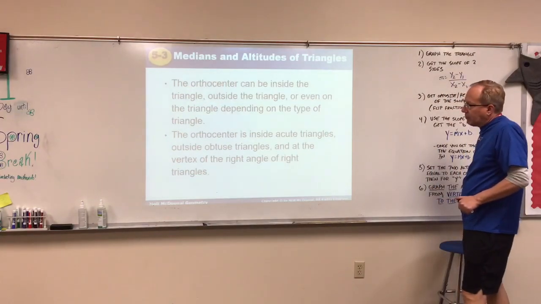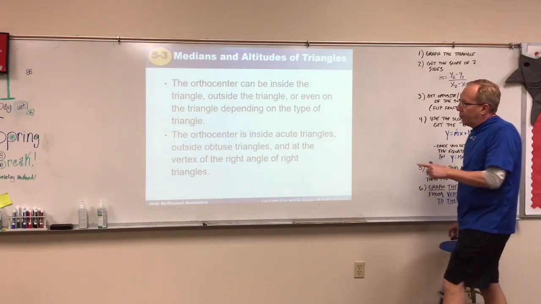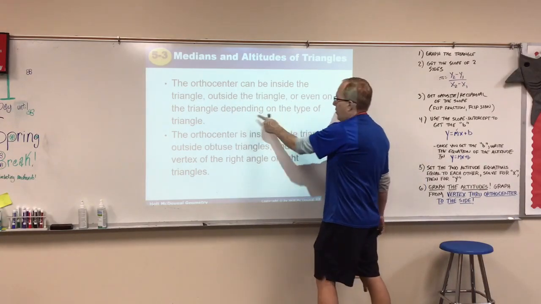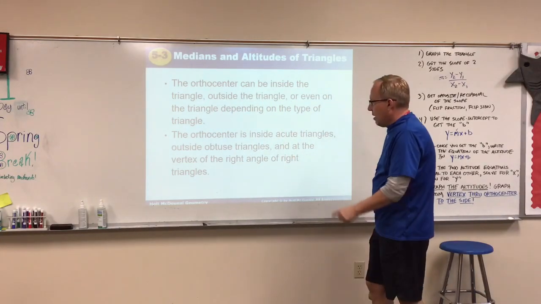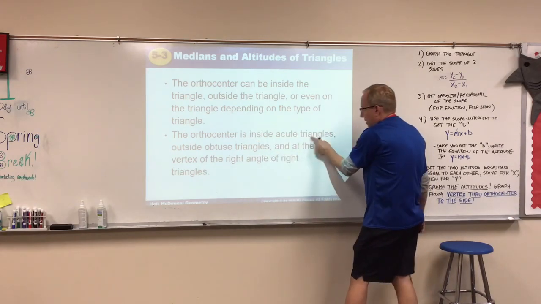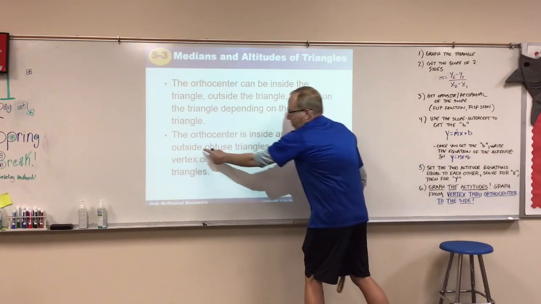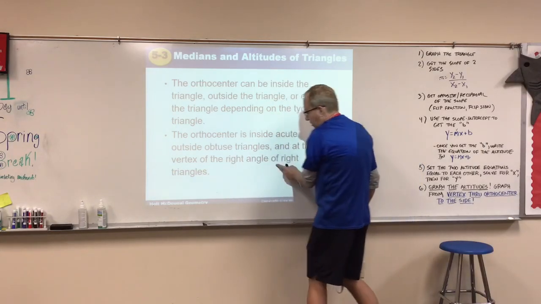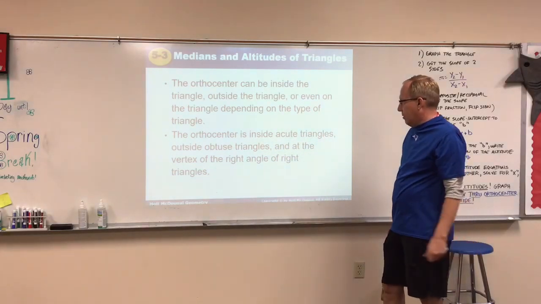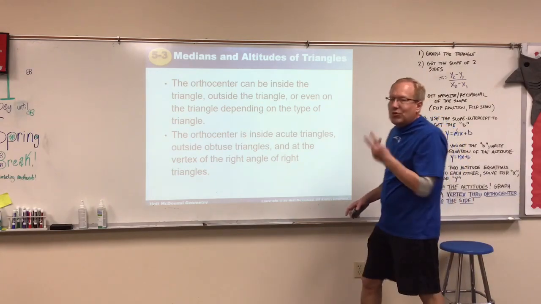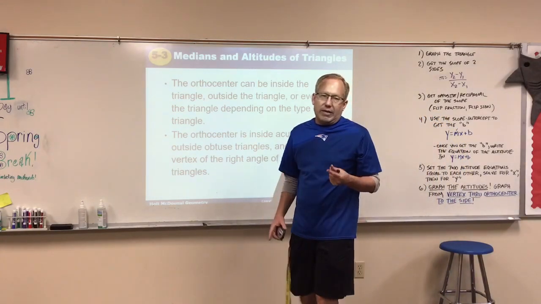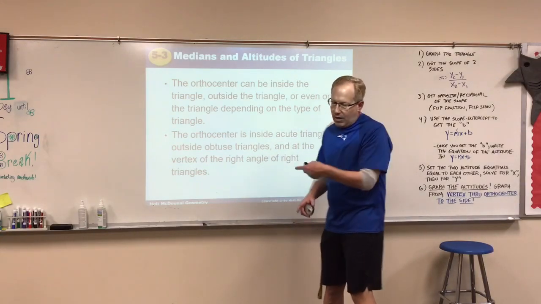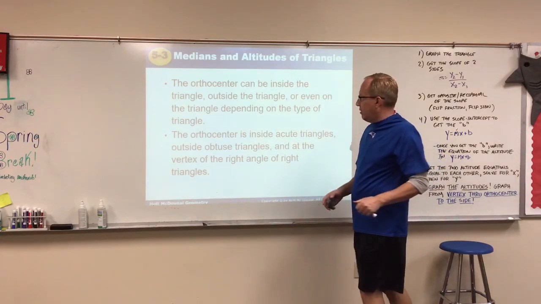All right? So the orthocenter can be inside the triangle, outside the triangle, or on the triangle, depending on the type. The orthocenter is inside on acute triangles. The orthocenter is outside on obtuse triangles, and at the vertex of the right angle of a right triangle. Okay? So the 2 examples we'll be doing when we calculate it are going to be an acute triangle and an obtuse triangle. That's coming up at the back side of these video notes.